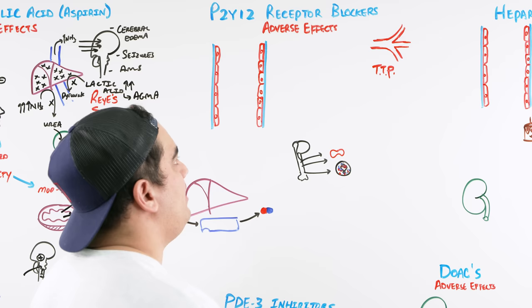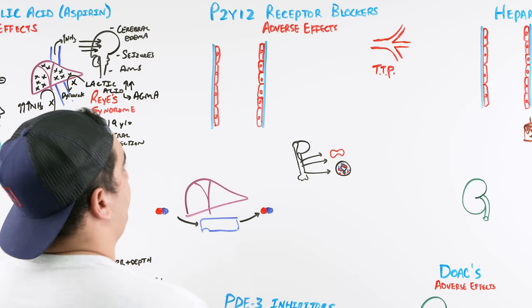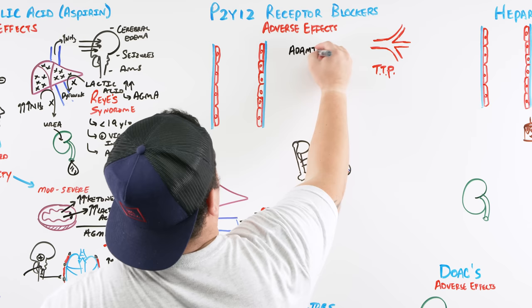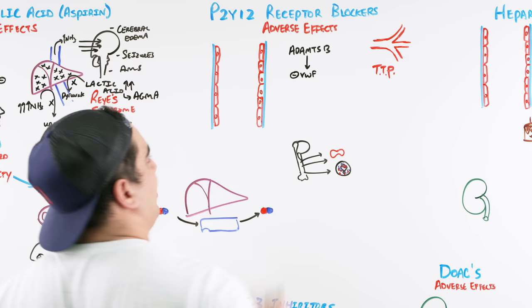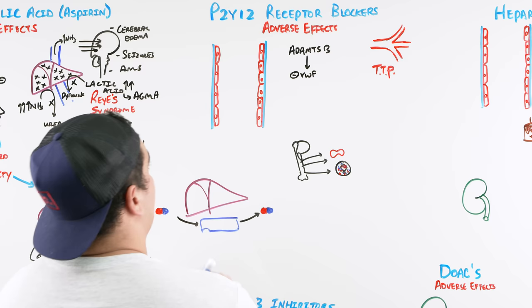There is a protein that our body has, and it's called ADAMTS13. What this protein really does is it breaks down, so it will inhibit what's called von Willebrand factor. So it'll break it down. Generally, you have what's called von Willebrand factor, and let's say there are von Willebrand factors expressed here.